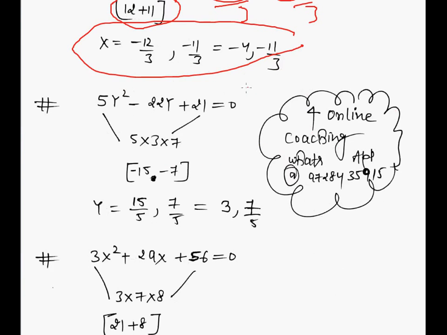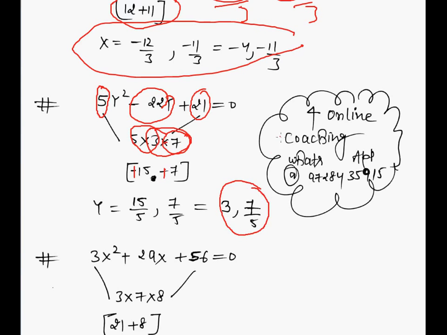Now 5 multiplied by 21. I factorize 21 as this. From this make two factors such that the sum is minus 22, meaning minus 15 and minus 7. These are the factor signs. To get the answer, change the signs to plus plus and divide by the coefficient of y square, 5, and we will get this answer. See one more example.